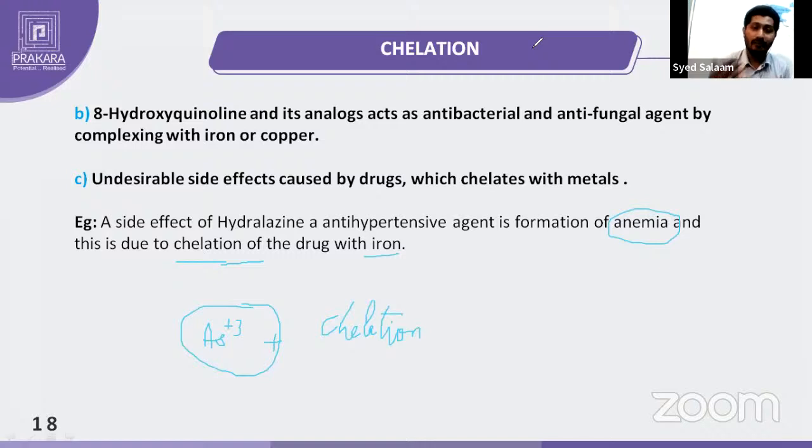We will be using this dimer, which also forms chelates, and it will be removing the various poisonous metals from the body. So chelation is sometimes beneficial. It has various activities, antidote property, but sometimes it also has undesirable effects. Like one example we have seen about hydralazine, where it will be causing anemia because it is creating a chelate with that of iron.